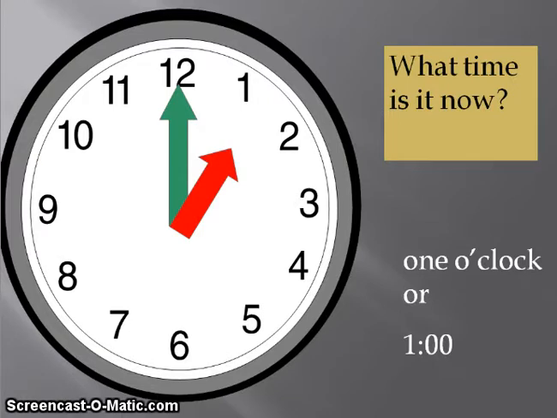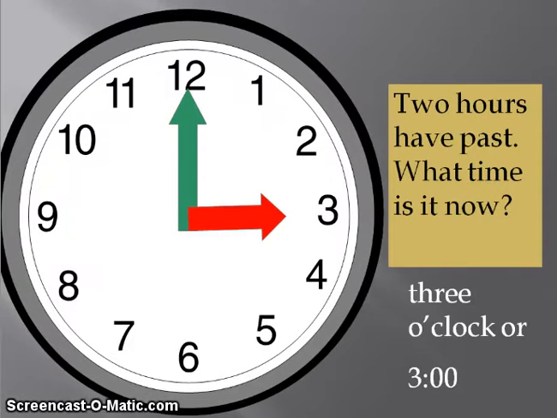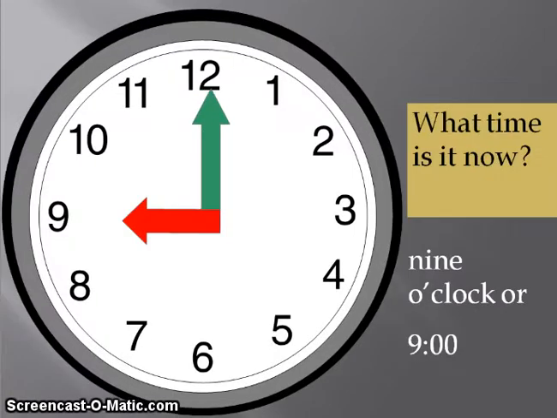I will explain to the students that we can write the time 2 ways. When we write the time using words, we write it with the number word and the word o'clock. When we write time using numbers, we write the hour in number form, a colon, and 2 zeros to represent no minutes. 2 hours have passed. What time is it now?